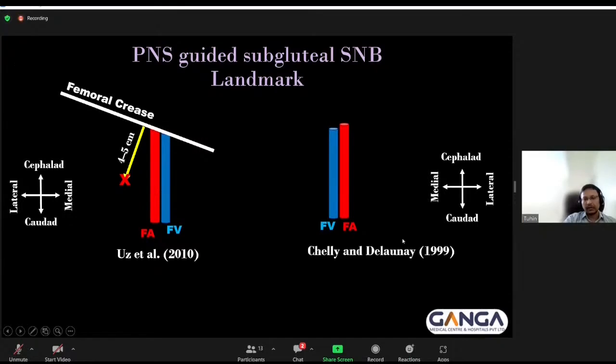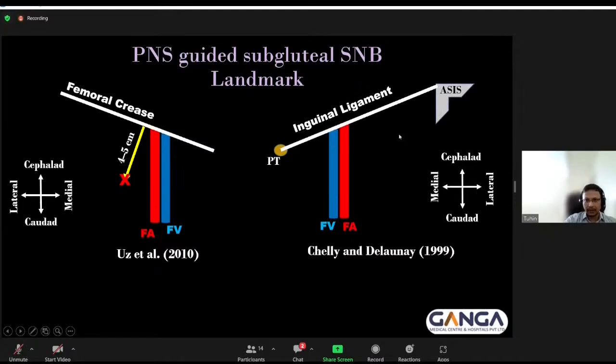This was the cadaveric study done by Uz et al. in 2010. The landmark technique was described by Chelly in 1999. What is the landmark? The pubic tubercle and the anterior superior iliac spine are joined together. That is the inguinal ligament. And at the midpoint of it, one perpendicular of around 8 centimeter is drawn. This red cross is the needle entry point. See, it is away from the femoral artery, so the chance of vascular puncture is less.